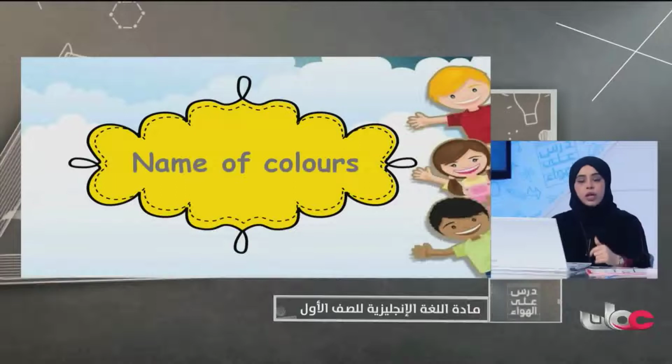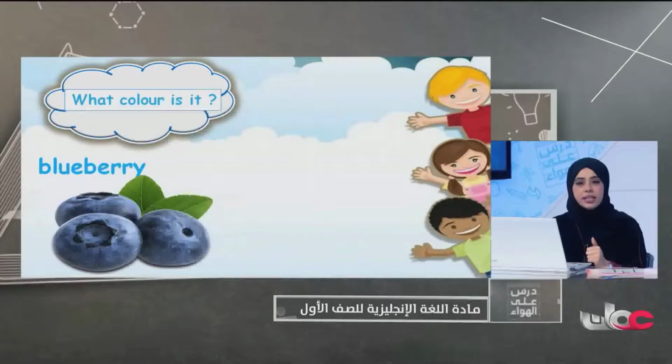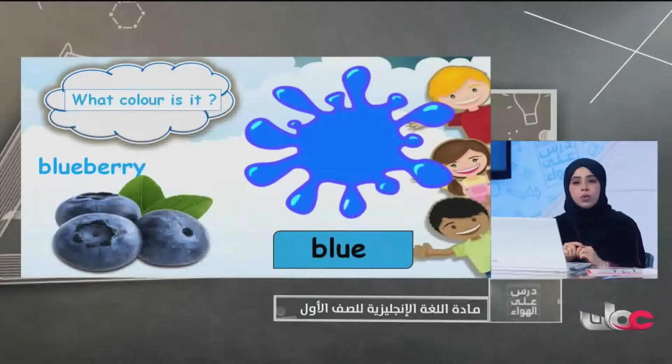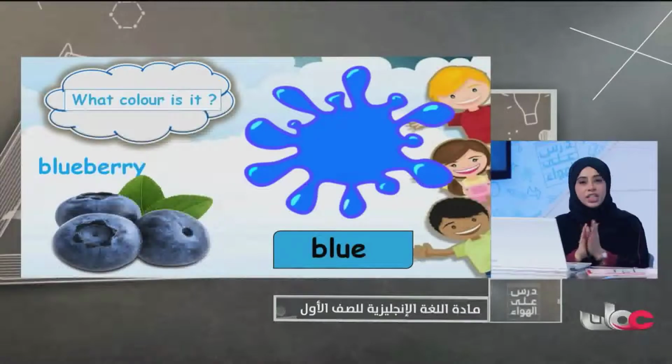Now, let's do a quick revision on name of colors. Look at this fruit here. What's the color of the blueberry? Can you please tell me? It's not green. Very good. Blue. So the blueberry comes with a blue color, as you can see. Blue, very good, like the sky. The sky has come with the blue color. Very good, you've done a great job.